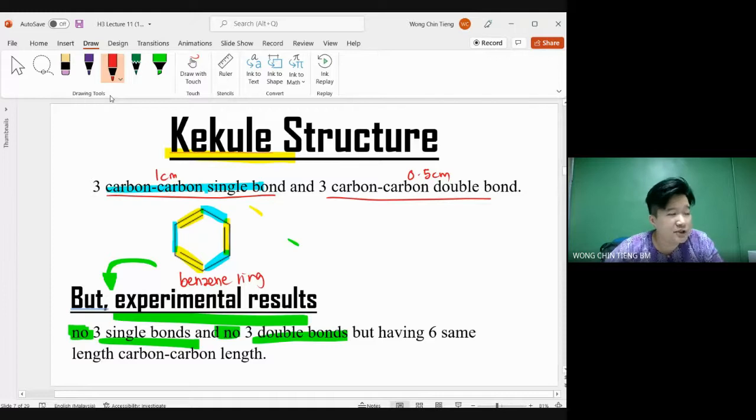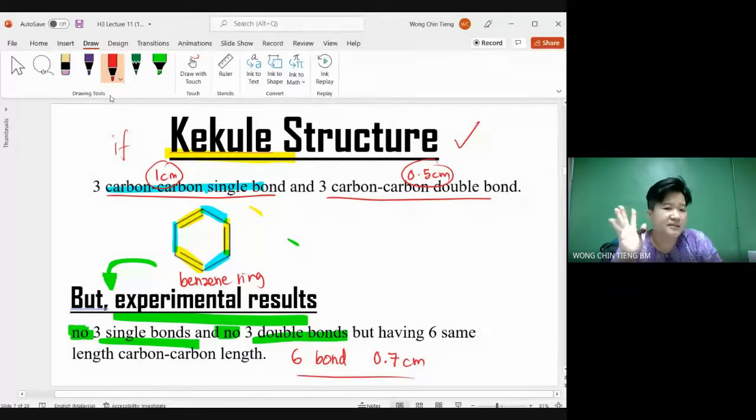Tapi bila saya letak dalam mesin, saya perasan, oh saya tak ada pun ikatan 1 cm dengan 0.5 cm. Kalau Kekule betul, if Kekule is correct over here, I should have 3 of 1 cm, 3 of 0.5 cm. But in fact, what we have is 6 bonds that are probably about 0.7 cm. Okay. Saya tak ada 1 cm, saya tak ada 0.5 cm. Tapi saya ada 6 ikatan yang lebih kurang 0.7 cm. Okay. So what does this stand for? This stands for they are not double bonds, they are not single bonds. What happened is the bond can move around freely.